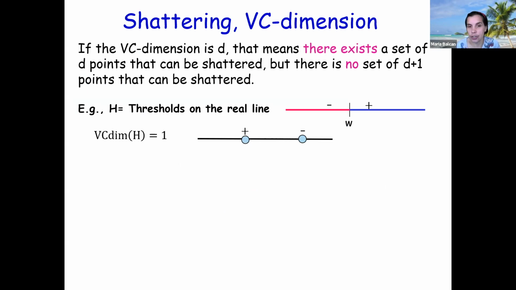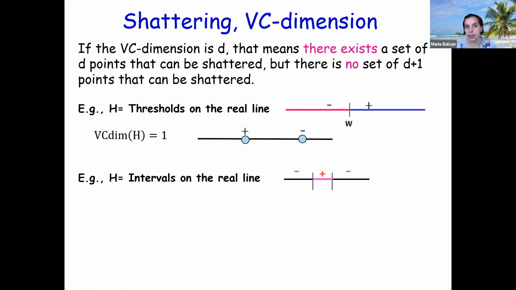Why? Because there exists one point that you can label in all possible ways by using thresholds. You can label that point both plus and minus, depending on where you put the threshold. But you can show that there is no set of 2 points that can be labeled in all possible ways using thresholds. In particular, for any 2 points that are distinct, this is one labeling I cannot achieve: I cannot label this point as plus and the point to its right as minus. Right, so the VC dimension of thresholds on the real line is 1.